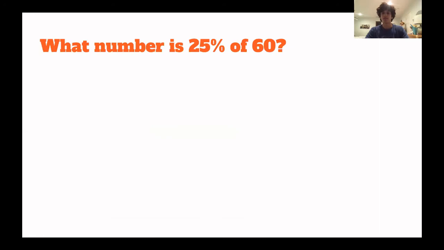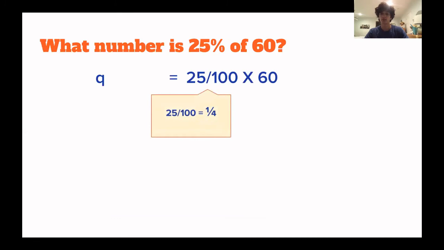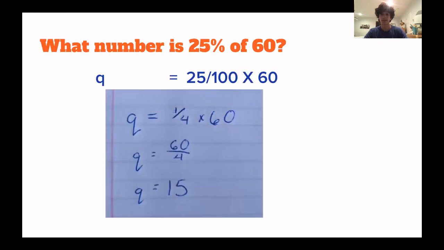Here's an example not from the worksheet, but it'll still help us understand how to do some of the problems on the worksheet. What number is 25% of 60? In this question, it is asking us for the part of 60. We can set up an equation by using the formula in the last slide and plugging in the given values. So q equals 25 over 100 times 60. To solve it, we first have to solve for 25 over 100. It's important to remember that 25% is equal to 1/4. So we can divide 60 by 4 and get 15.